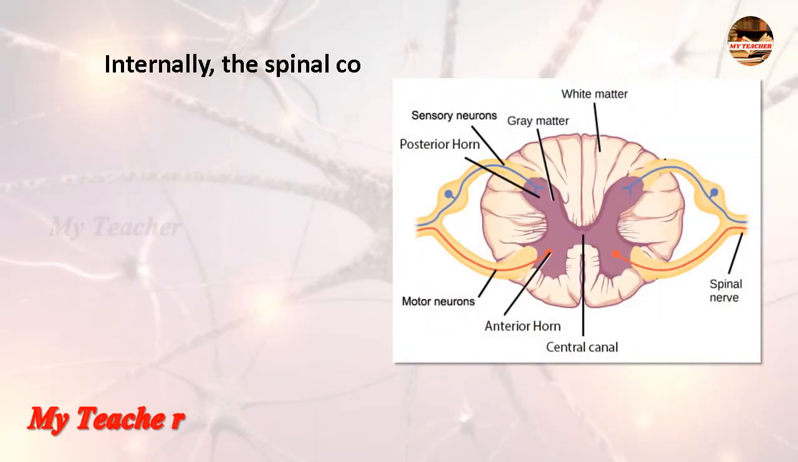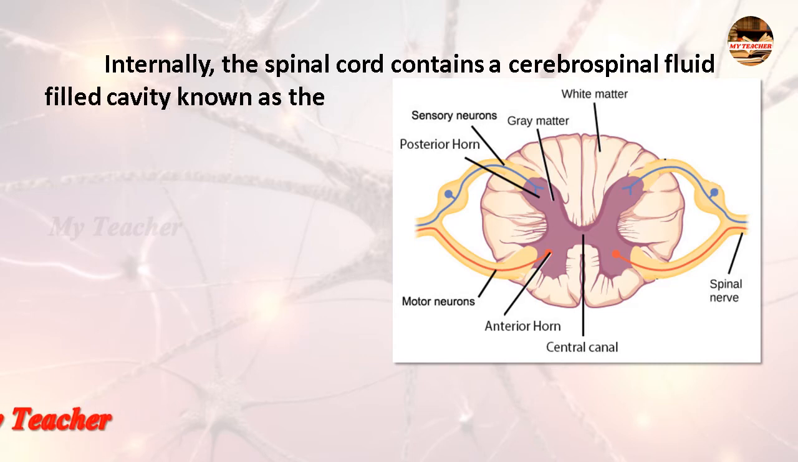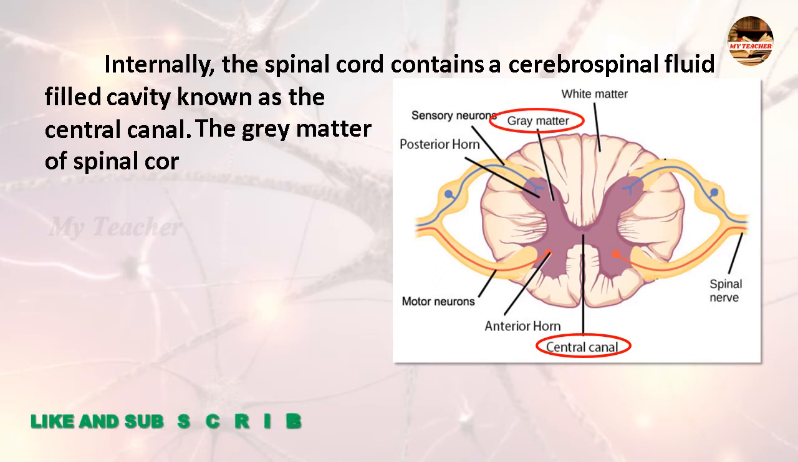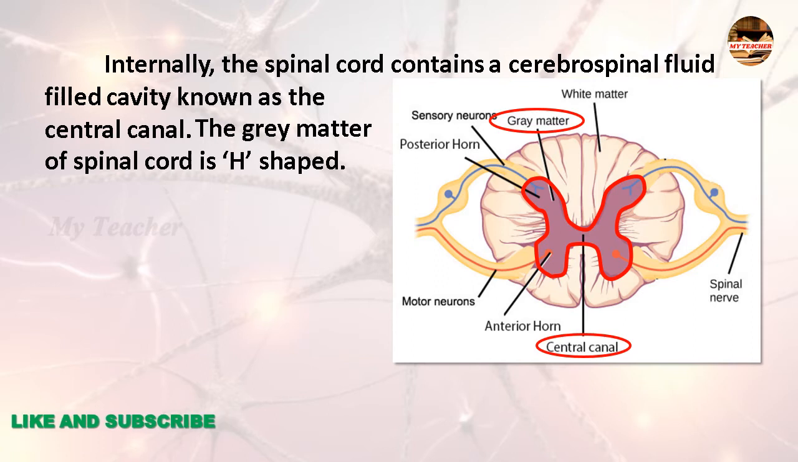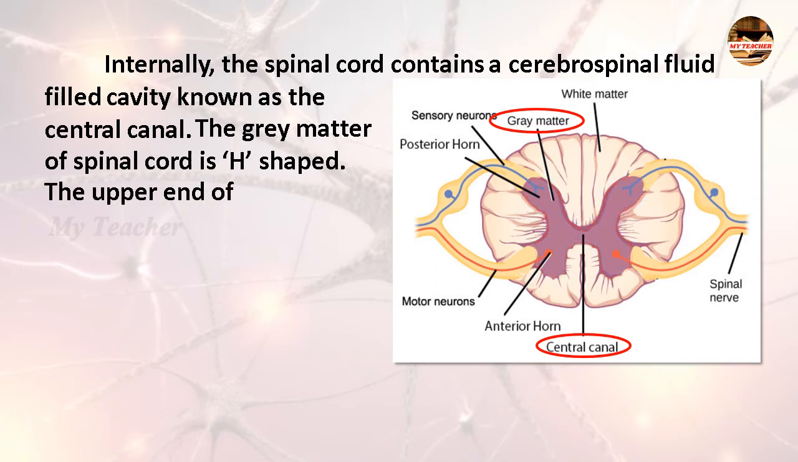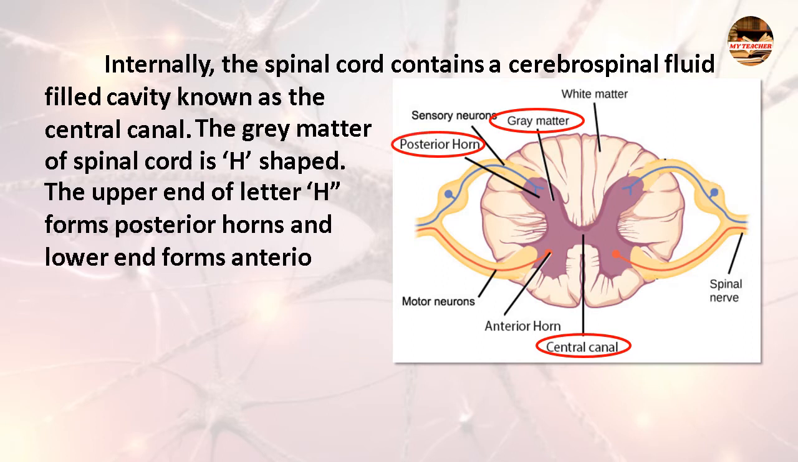Internally, the spinal cord contains a cerebrospinal fluid filled cavity known as central canal. The gray matter of spinal cord is H-shaped. You can see it in the picture. The upper end of letter H forms posterior horns and lower end forms anterior horns.